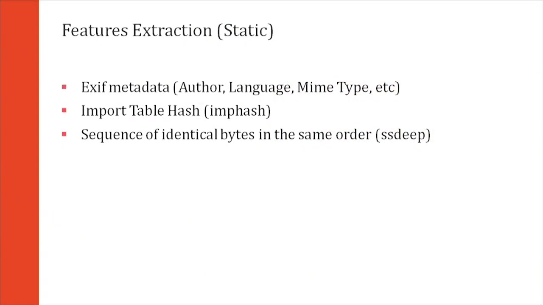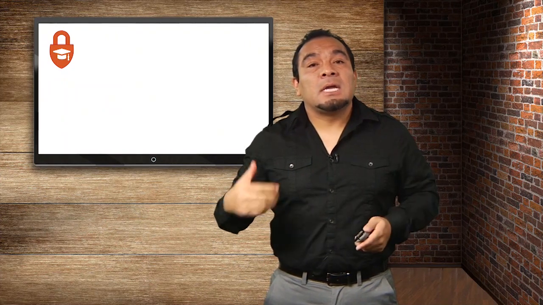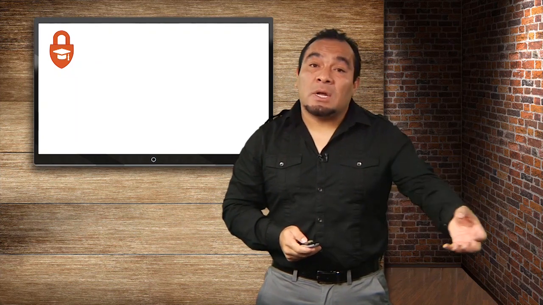Now, the second one is ssdeep. It is a concept also known as fuzzy hash. It is basically able to extract sequences of bytes in the same order from binaries. And that specific sequence of bytes is going to be used as a hash in order to detect samples that can be similar. All these things, as you know, are about extracting features to be able to classify the malware.